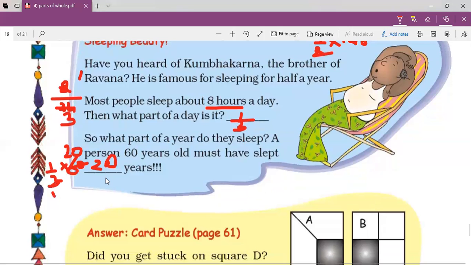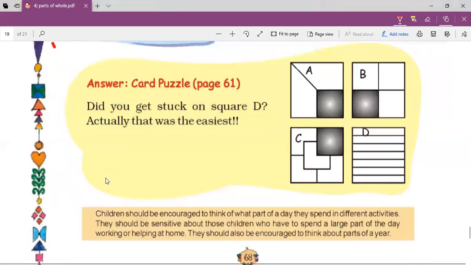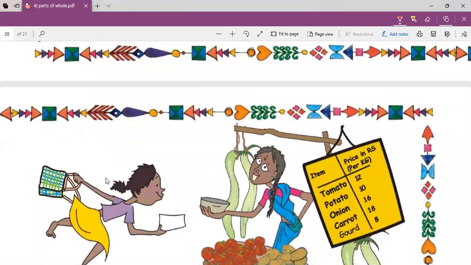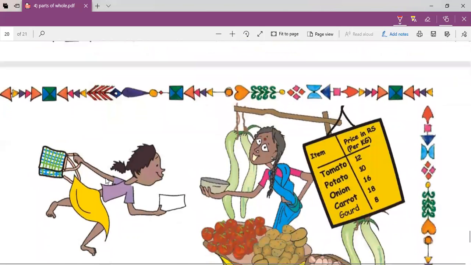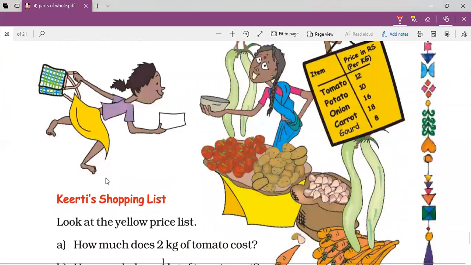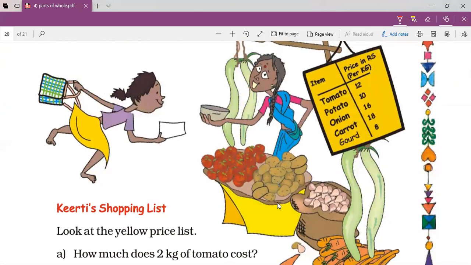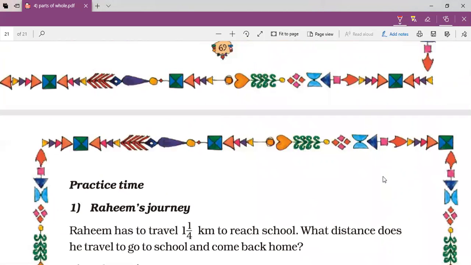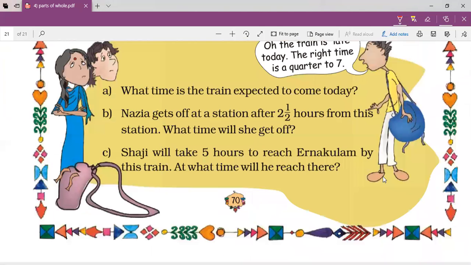Understood? This is a card puzzle, whose answer is on page number 16. This answer they had given. Let's go on to page number 68. This is Kirti's shopping list. Here you can see the items and price in rupees per kg. And here some questions are there. So page number 69 and page number 70.